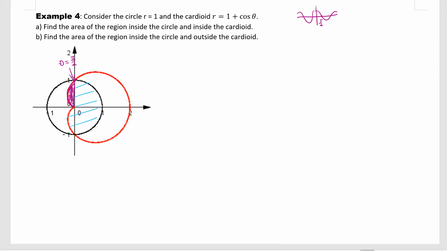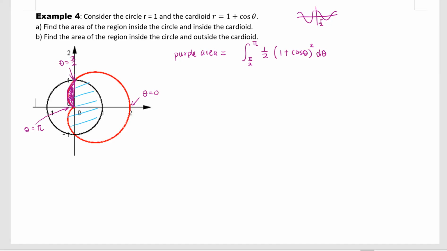When we plug in pi, cosine pi is -1. 1 plus -1 is 0. The origin corresponds to pi. And when you plug in theta equals 0, cosine 0 is 1, so we get 2 right there. Okay, so what is the purple area? The purple area equals the integral, the angle is between pi over 2 to pi, and the formula is 1/2 r squared, where r is 1 plus cosine theta, squared, d theta.